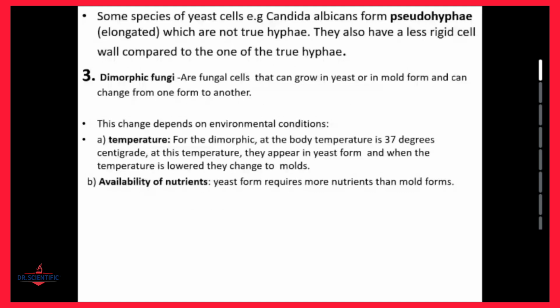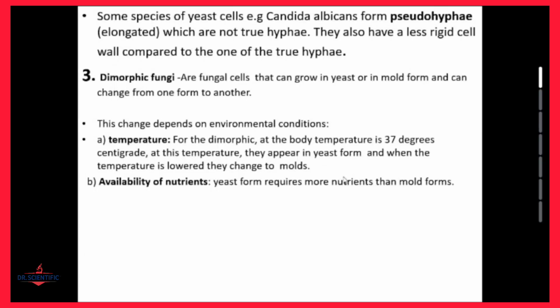Then we have some species of the yeast cells, for example Candida albicans, that form what we call pseudohyphae, which are elongated and not true hyphae. Pseudo means not true. They also have a less rigid cell wall compared to true hyphae.